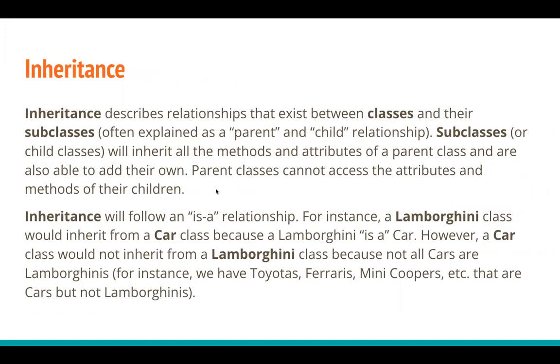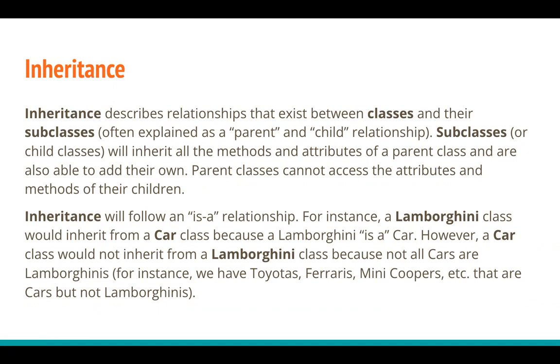So next I'll talk a little bit about inheritance. Inheritance describes relationships that exist between classes and their subclasses, and this is often explained as a parent and child relationship. Subclasses, or child classes, inherit all the methods and attributes of a parent class and are also able to add their own. However, parent classes cannot access the attributes and methods of their children. Inheritance follows an is-a relationship.